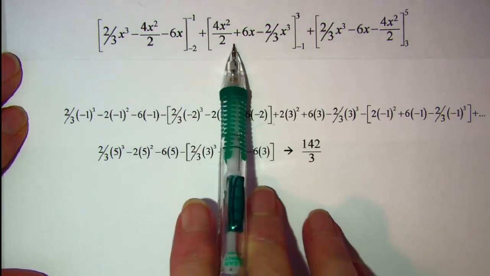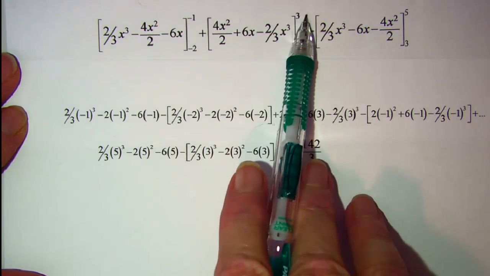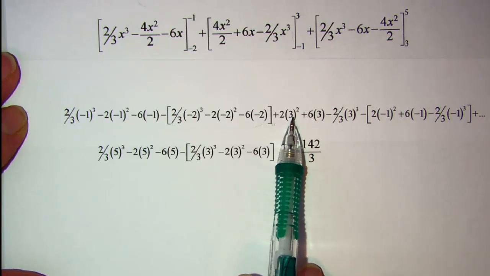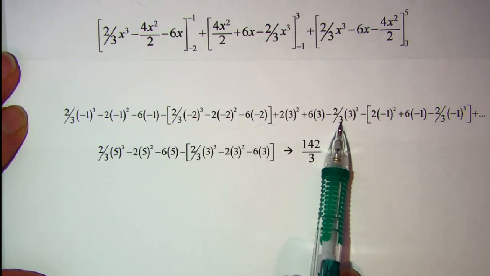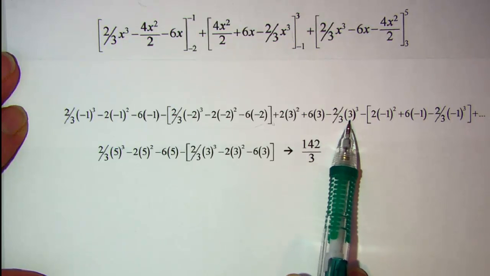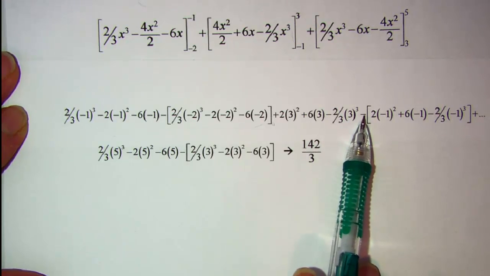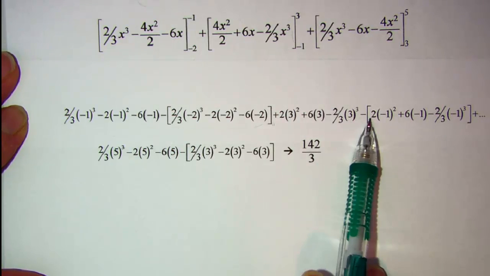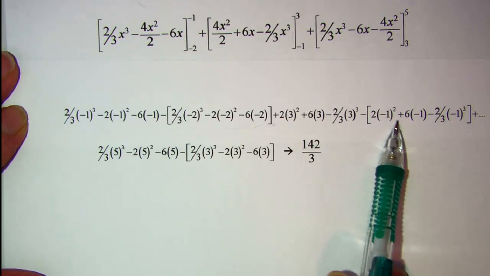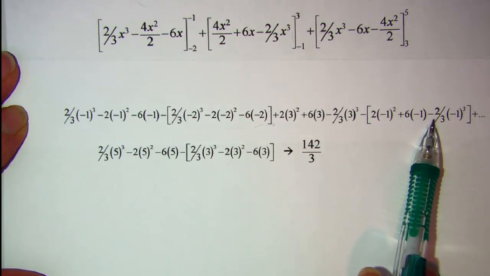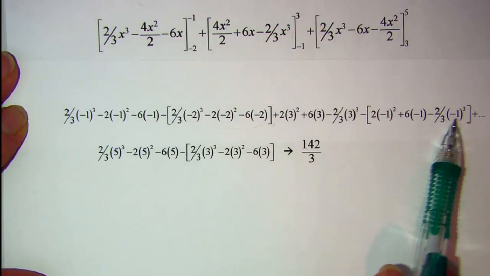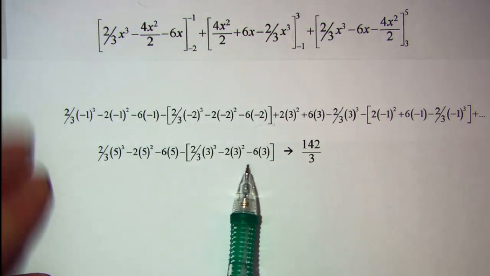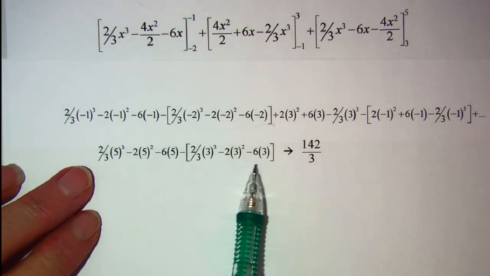And then to evaluate the second expression, we're going to sub in 3 first. So we have 2 times 3 squared plus 6 times 3 minus 2/3 times 3 cubed. Then subtract from that the same expression, only with negative 1 subbed in. So 2 times negative 1 squared plus 6 times negative 1 minus 2/3 times negative 1 cubed. Plus, and then it's a long expression, so I had to continue on the next line.